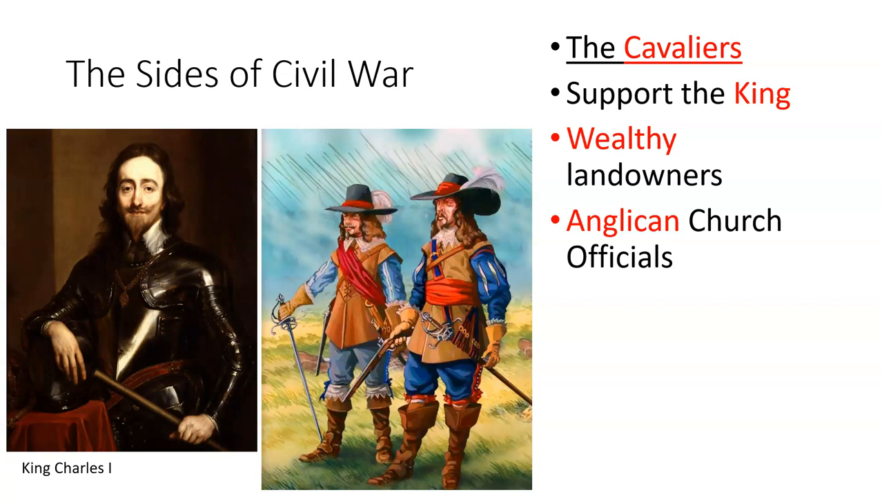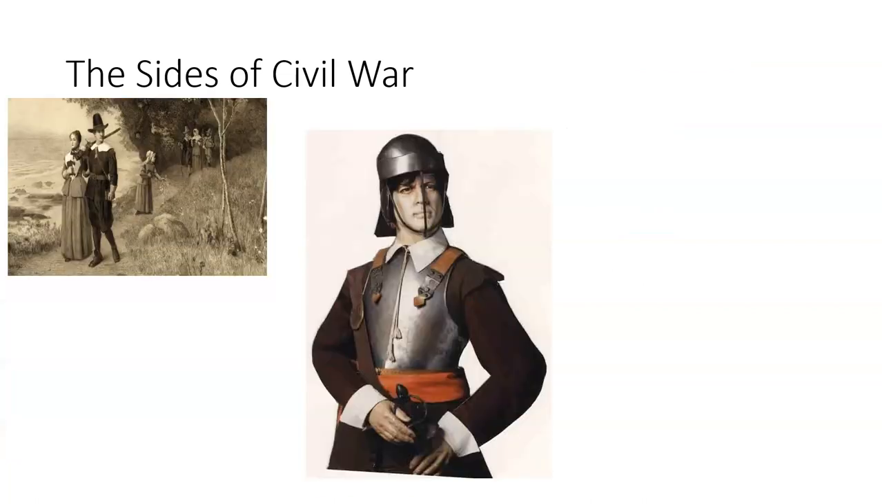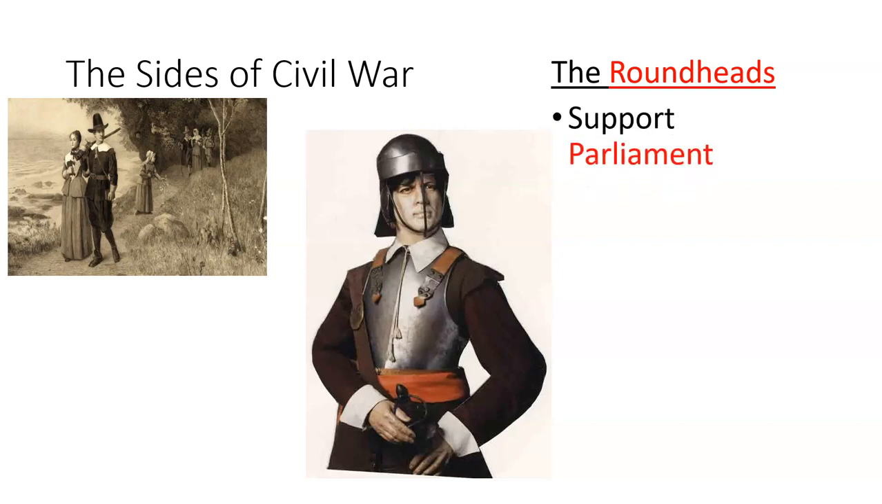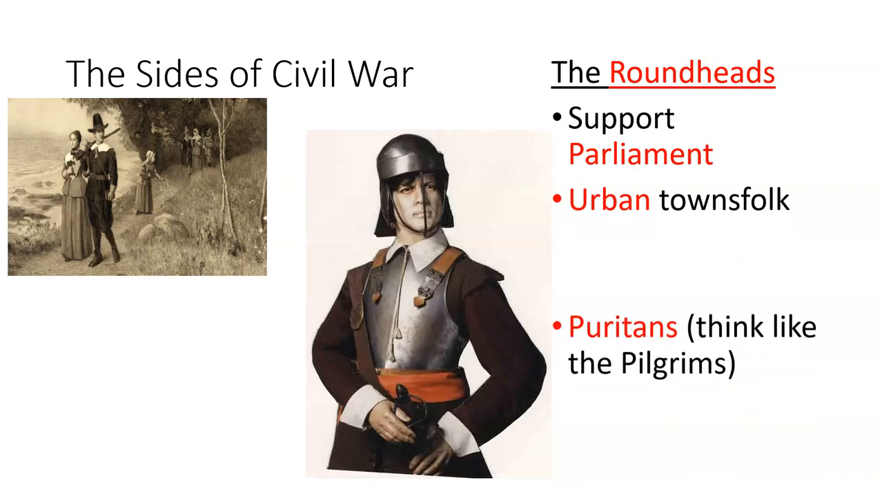So you get this, and of course Catholics too. On the other side, you get the Roundheads. And the Roundheads, they aren't Catholic, okay? They are mostly Puritans. They are supporters of Parliament. They are urban, like they live in the city.